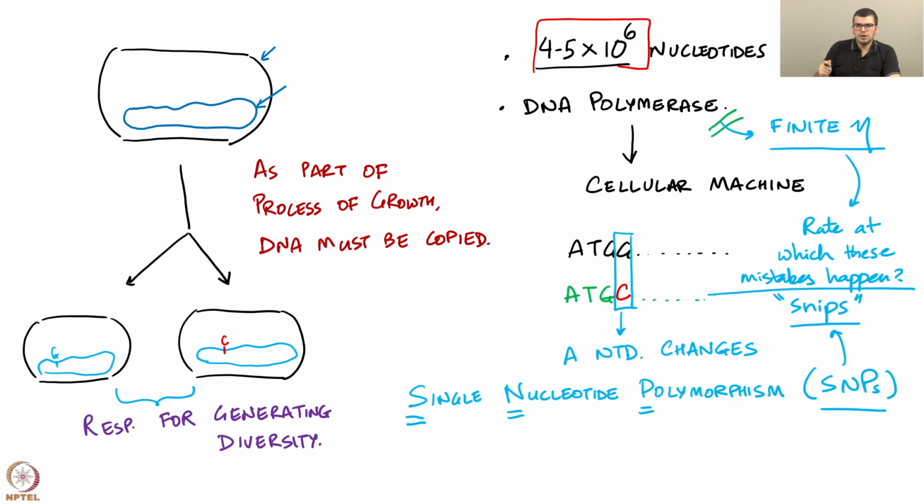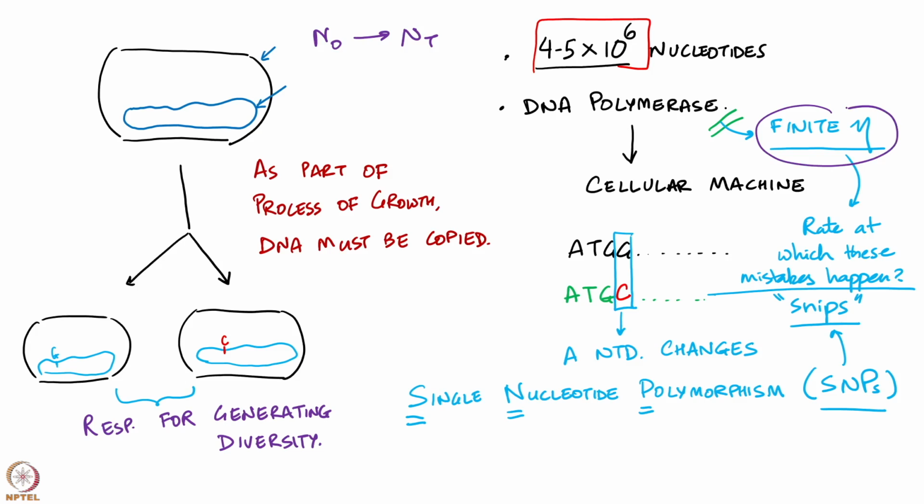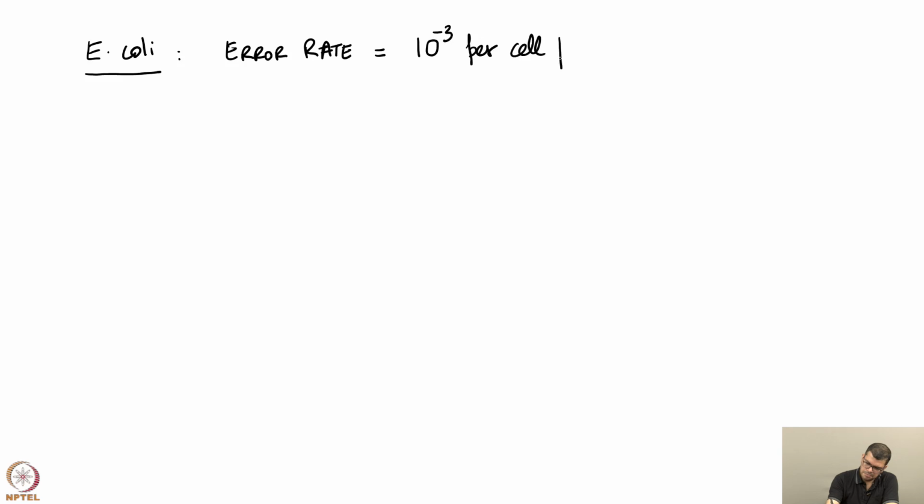So, what we are going to try and do now is understand that in the flask example where the population went from N0 to NT, what is the sort of diversity that is generated purely because of these errors taking place because of DNA polymerase not working at 100% efficiency. All right. So, in E. coli, the error rate in the polymerase is of the order of 10 to the power minus 3 per cell per generation.